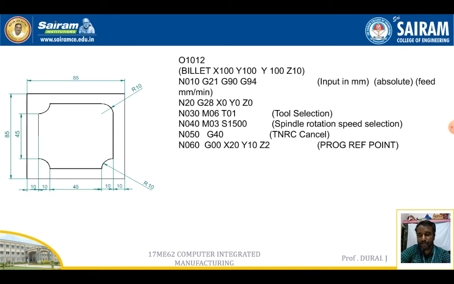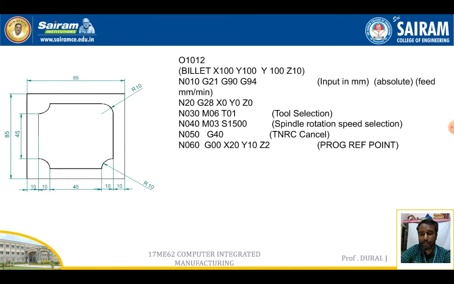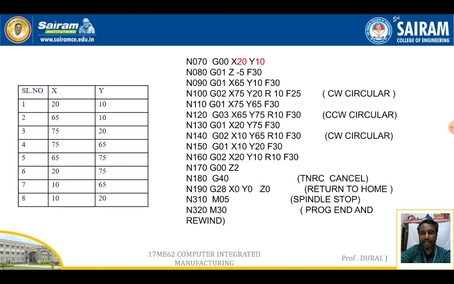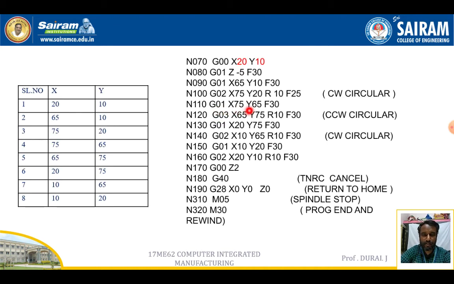So which is the X75? From here to here, the X value is 75, and Y is from here to here, 20. So X75 means from here to here is 75. And the radius is also given in the question itself. So the radius is 10, which we mention over here, radius 10, and feed rate F25. The next one again is straight, so we can use G01 linear interpolation, X75, F30, as well as the next one.